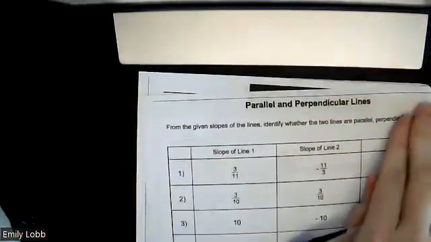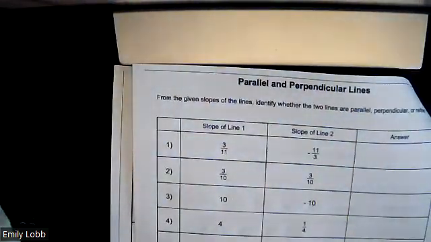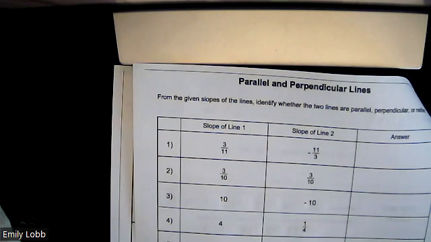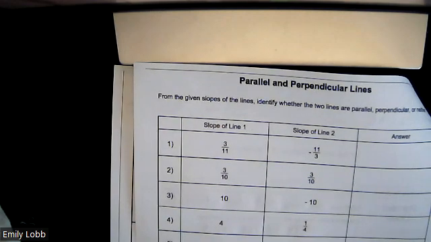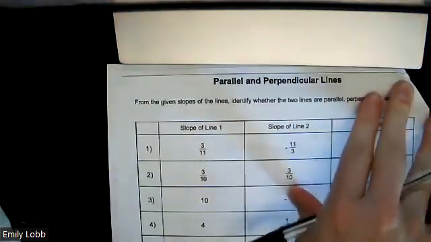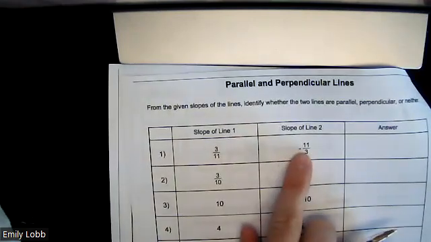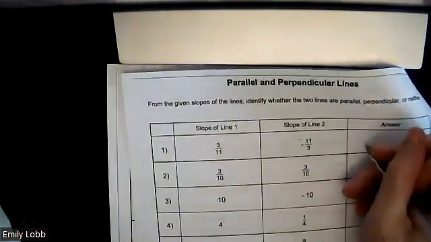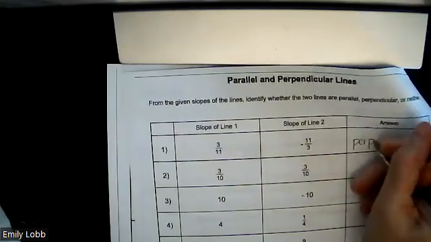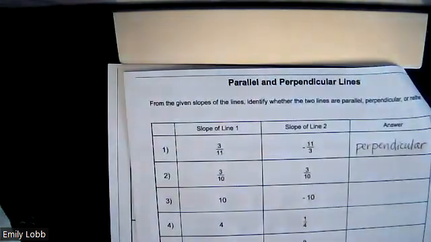Page 2 has us practicing whether these are parallel, perpendicular, or neither lines. Sometimes we call neither intersecting lines because they intersect, but they don't intersect at a perpendicular angle, at a 90-degree angle. All right, here it's the reciprocal and it's the opposite reciprocal, or the negative reciprocal. So we're calling this one perpendicular. Perpendicular. It's good spelling practice for you.